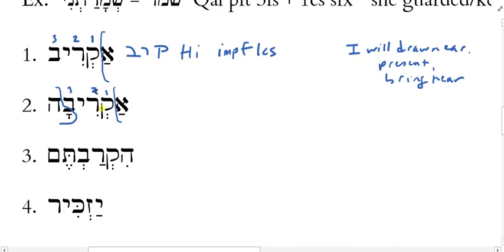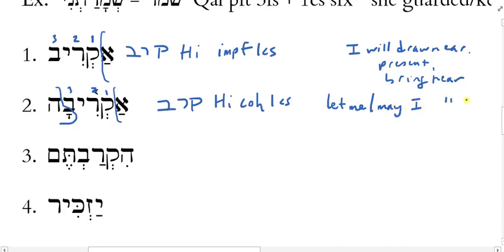hey on the back side. So what's the one thing that's different for my parsing? Yeah, instead of hifil, it's cohortative. Is it still 1CS? It is. So I'm going to have all the same meanings here, but instead of I will, it's let me or may I, ditto, ditto, right? May I draw near, may I present the Queen of England.